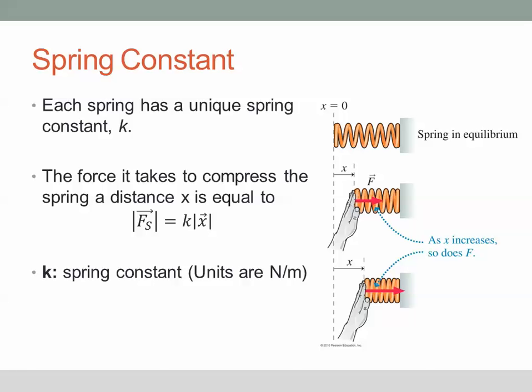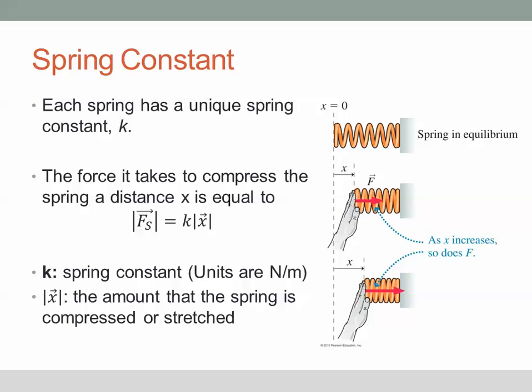k is the spring constant. For its units, you can see the force is going to be in newtons, and x is going to be in meters, so the units for k are newtons per meter. x is the amount the spring is compressed or stretched.